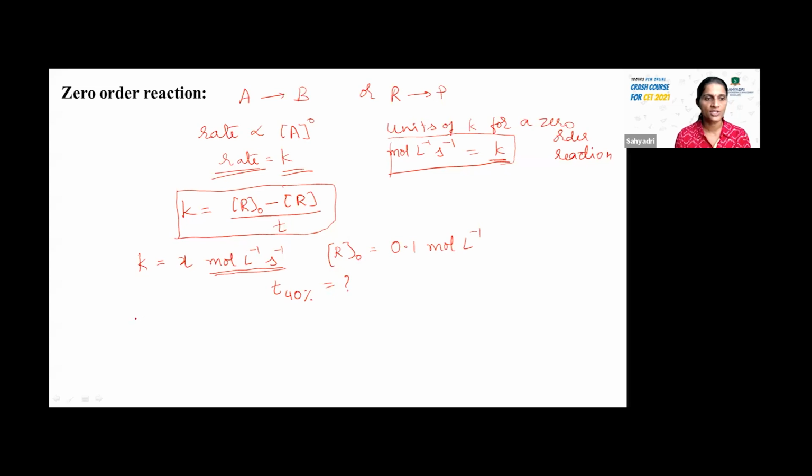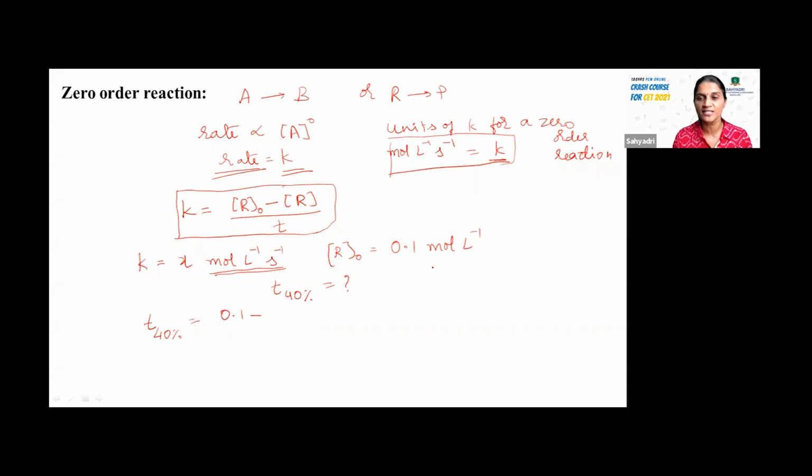For a zero order reaction, we have T 40% is equal to, what is R naught? R naught is 0.1. And it's asked T 40%, that is, we are calculating the time taken for 40% completion. So how much will be remaining? If 40% is completed, 60% will be remaining. But 60% of 0.1, what is that? Is it 0.6? We have taken 0.1.